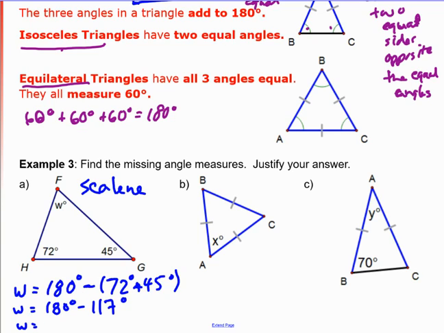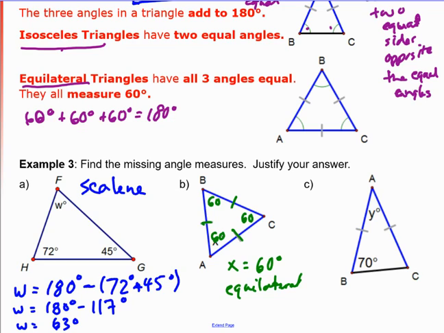Okay, what's 180 minus 117? Try that out. 63 degrees. Okay, great. Now, the next one's kind of a giveaway because we know that this is an equilateral triangle, and the only way the angles work out is if they're 60, 60, and 60. They all add up to 180. So x equals 60 degrees because of the equilateral triangle rule.